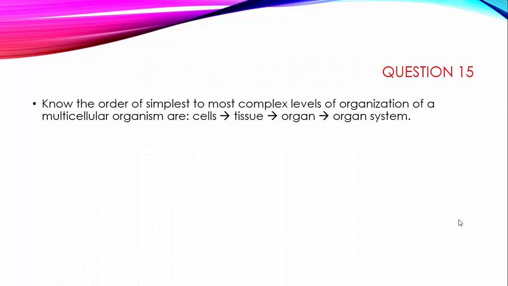All right, number 15, 2 more. So know the order of simplest to most complex levels of organization of a multicellular organism. They are cells. And if you take a bunch of cells together, they make up tissue. If you take a bunch of tissues and put them together, they'll make up an organ. When you take a bunch of organs together, they'll make up an organ system. So a bunch of cells working together make up tissues. A bunch of tissues working together make up an organ. A bunch of organs working together make up an organ system. So make sure you pay close attention to that.